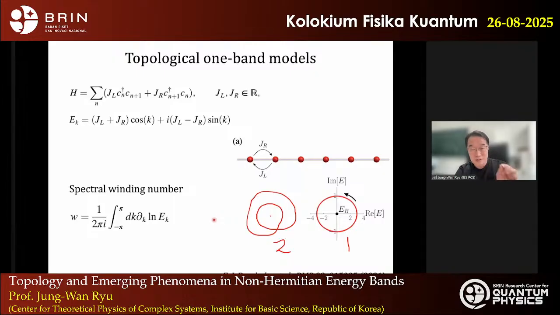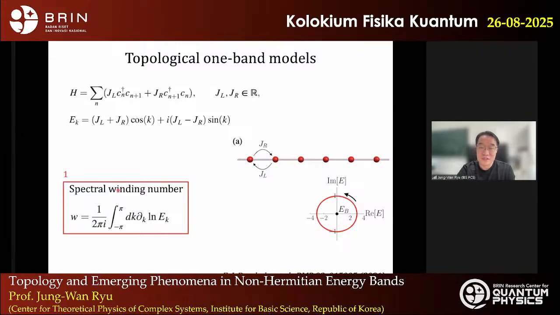So zero winding number means topologically trivial, and non-zero winding number means topologically non-trivial. And in the Hermitian case, it's always trivial because there is no point gap. If we have the point gap, we can define this winding number. Different winding numbers cannot be transformed into each other by continuous transformation. So this spectral winding number is our first topological invariant for our non-Hermitian bands.